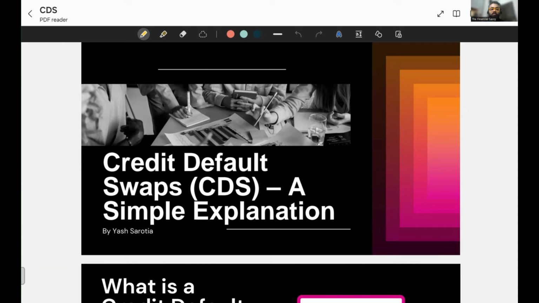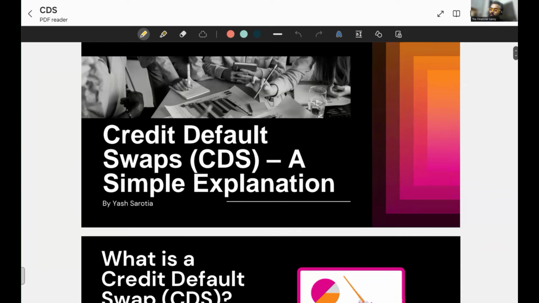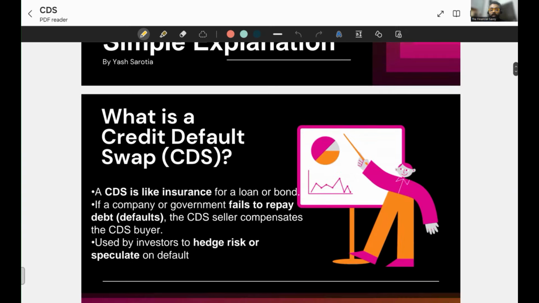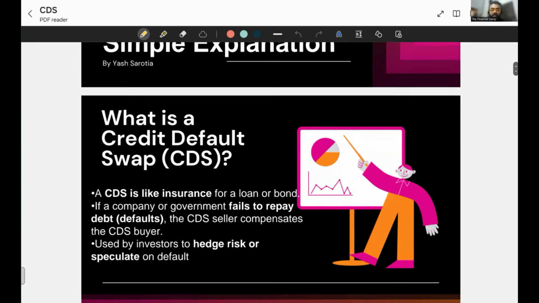So let's dive into today's topic, which is credit default swap or CDS. Here you can see on my screen, I'm presenting a deck that I prepared to explain what exactly the CDS is. So let's start with the basics. What is the meaning of CDS? A CDS is like an insurance for when a loan or bond fails to pay and the debt defaults.